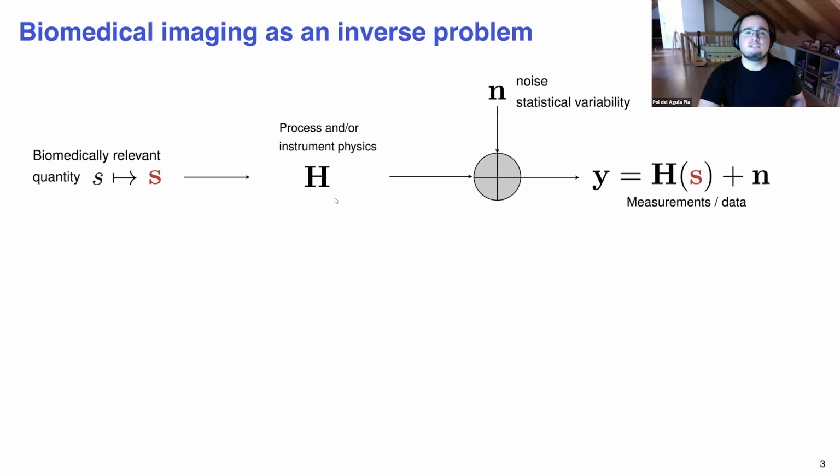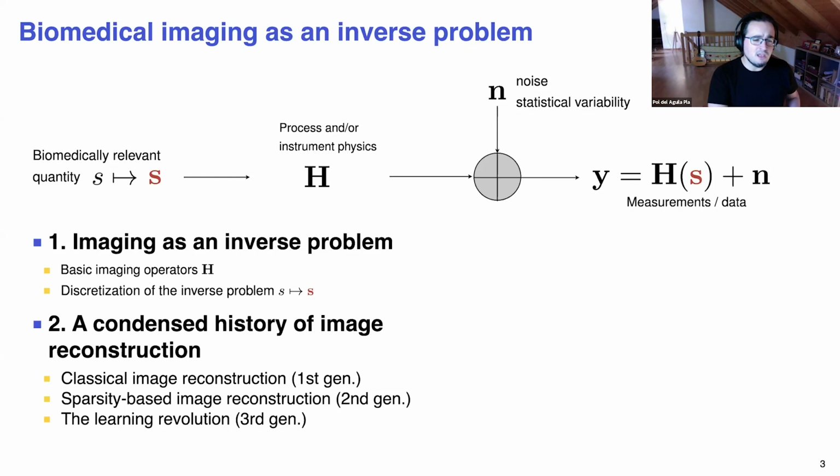Then there's our representation of the processes that allow us to image that function. It's usually instrument physics, process physics, etc. And then there is some concept of noise or statistical variability, which throughout the presentation we will assume to be additive. So the talk is composed of two chapters.